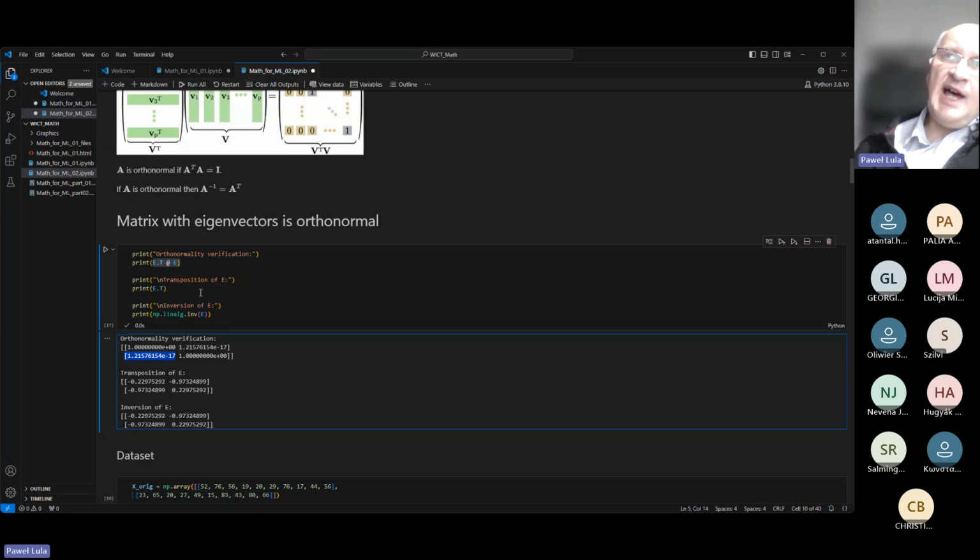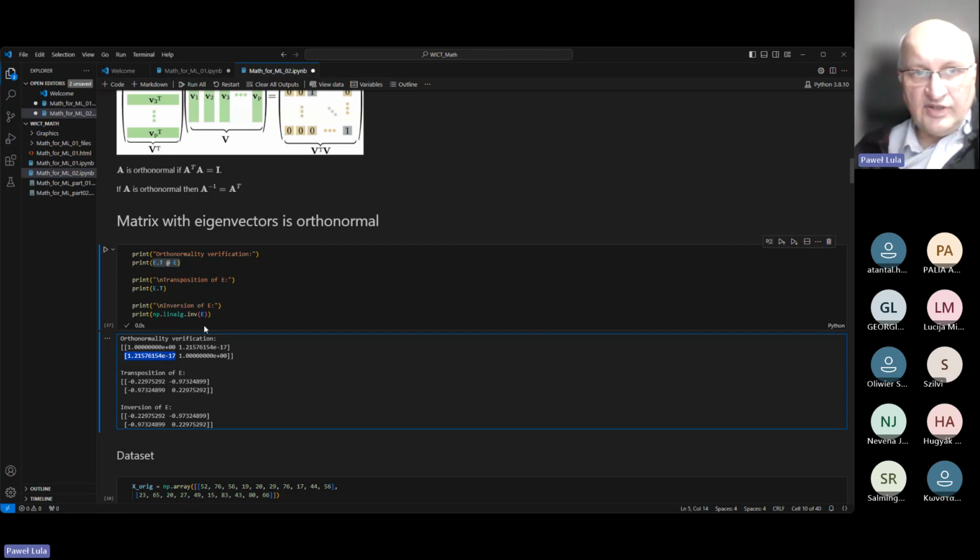So the matrix with eigenvectors is orthonormal. It is an orthonormal matrix. And we will use this regularity in future. In this case, we will be able to replace the inversion of this matrix by its transposition. It makes all calculations easier.